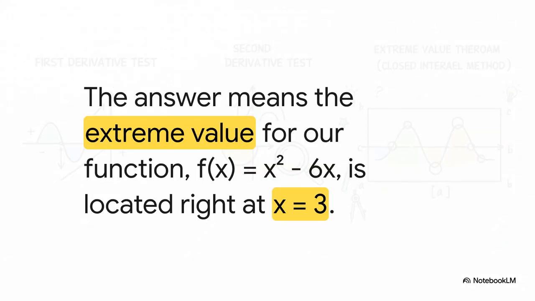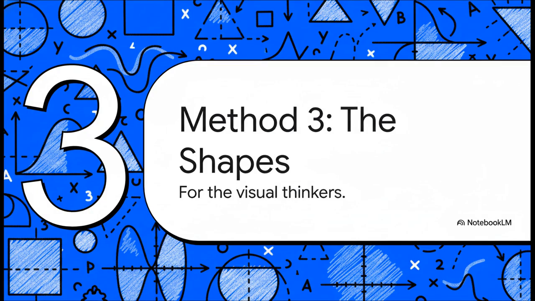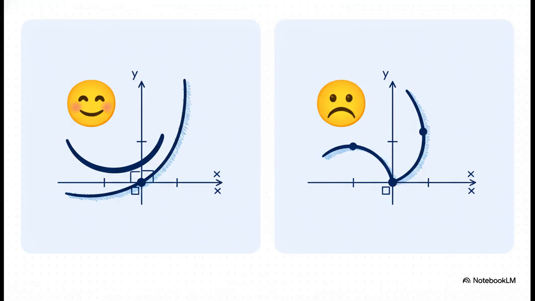And now for the final step, number 5. What does this actually mean? It means all that work just told us that for our curve, x squared minus 6x, its extreme point, which happens to be a valley in this case, is located precisely where x equals 3. Done. But what if you're not a fan of words or steps? What if you're more of a visual person? Well, if you learn best by just seeing things, then our third method, the shapes, is going to be right up your alley. This one is just wonderfully simple.